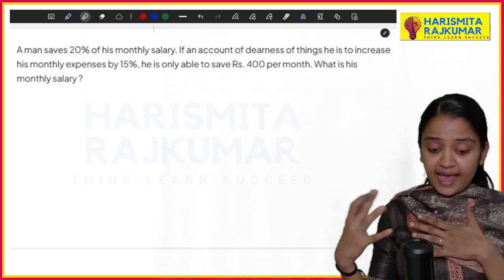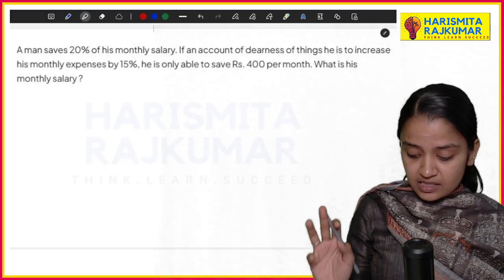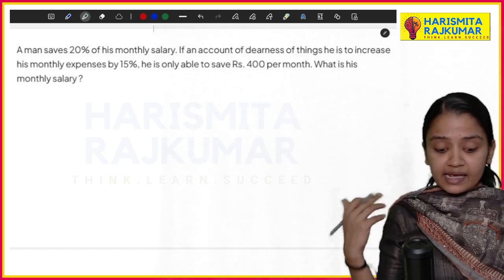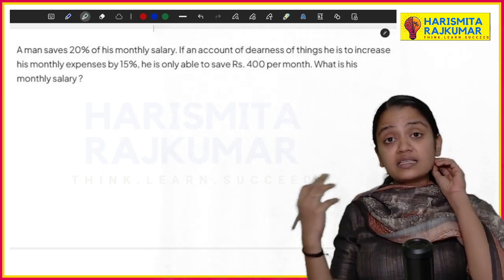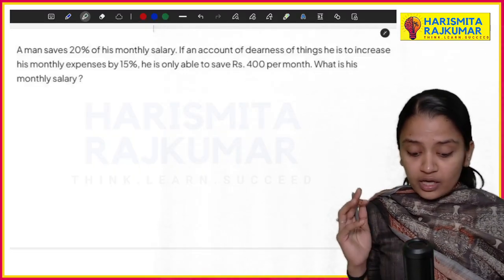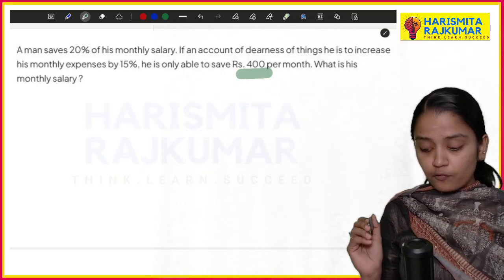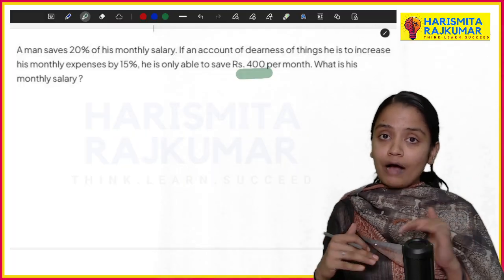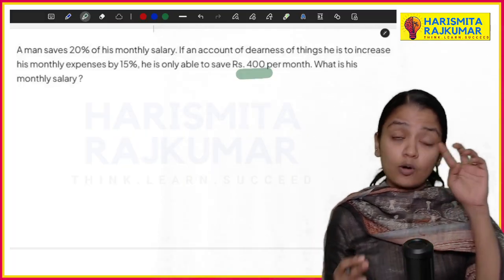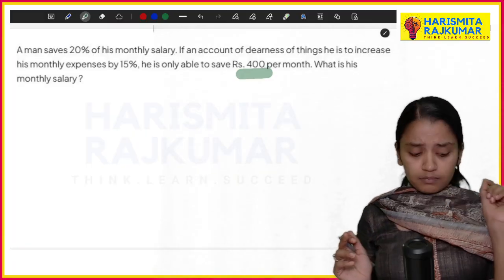So his monthly expenses here, he is increasing. See, the dearness of things, he has to increase his monthly expenses. So he's going to increase his monthly expenses by 15%. Now he is only able to save rupees 400 per month. So after increasing his expenses, he's only able to save 400 rupees per month. What is his monthly salary?